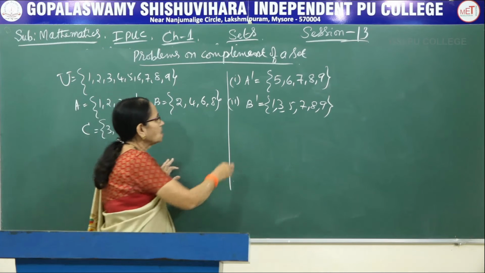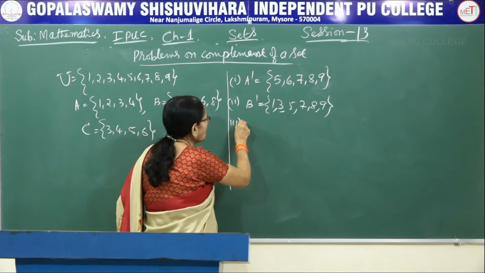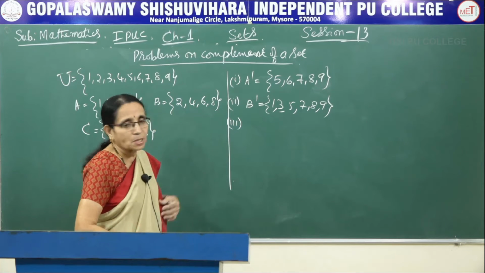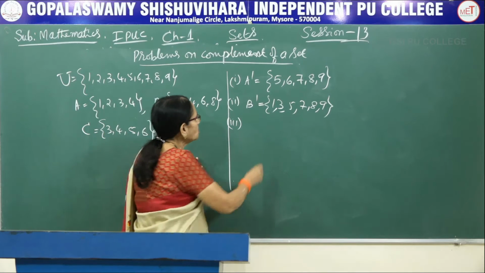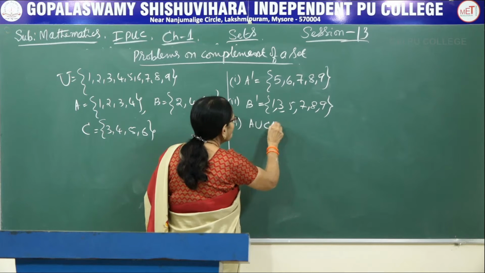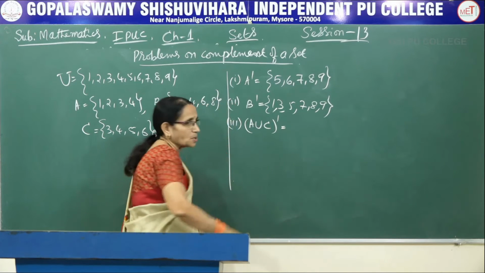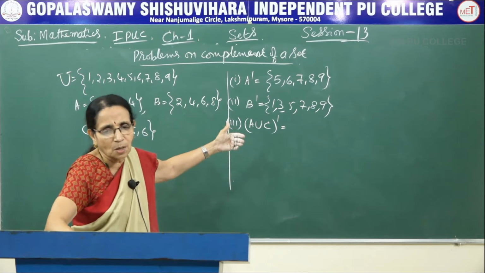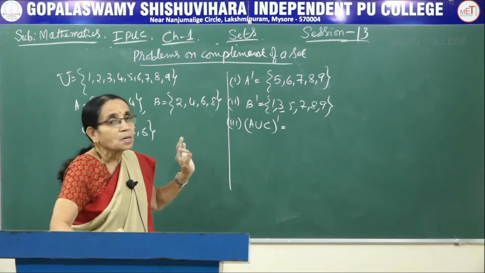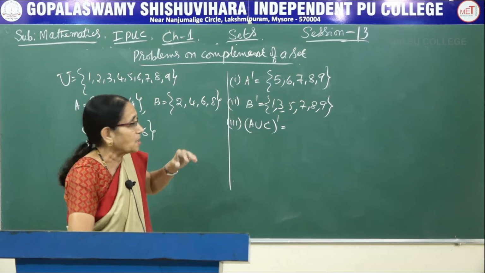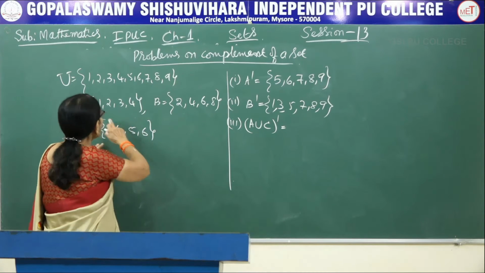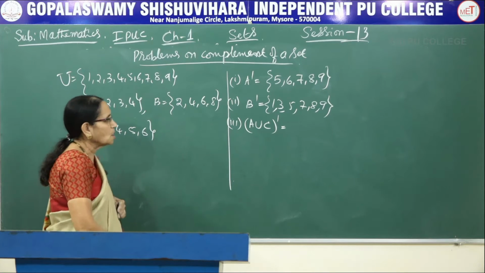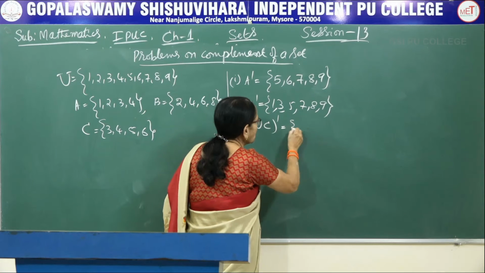Next, I am combining two sets, then you have to get the complement of that one. Suppose you take A union C whole dash. If it is given, even for a 1 mark question, such types of problems can be expected. A union C whole dash. Now here, A means 1, 2, 3, 4. C means 3, 4, 5, 6. First let me write the union.